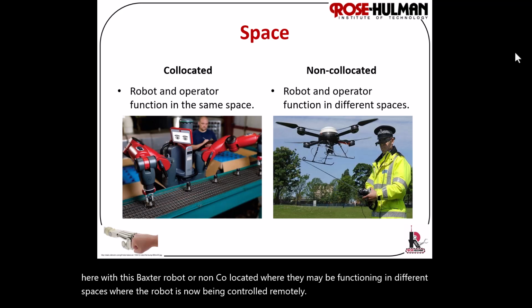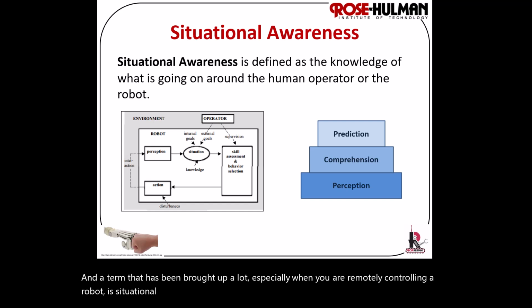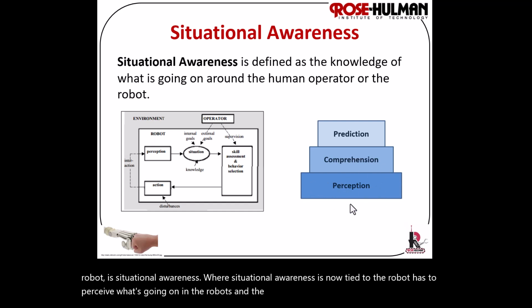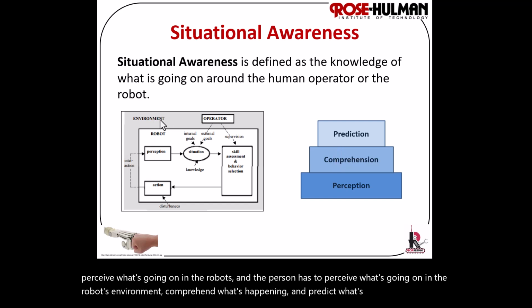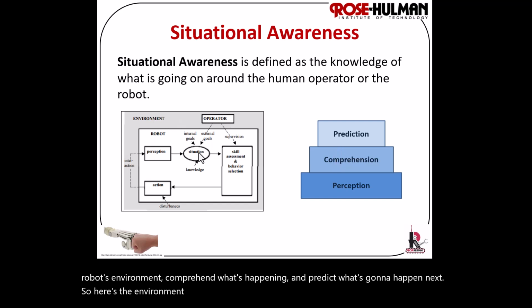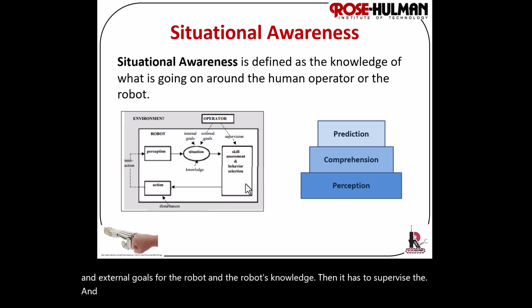And a term that has been brought up a lot, especially when you are remotely controlling a robot, is situational awareness, where situational awareness is now tied to the person having to perceive what's going on in the robot's environment, comprehend what's happening, and predict what's going to happen next. So here's the environment. The operator has to understand the situation, including internal and external goals for the robot and the robot's knowledge. Then it has to supervise the skills and behavior selection that the robot is choosing to do in order to complete some mission or task.